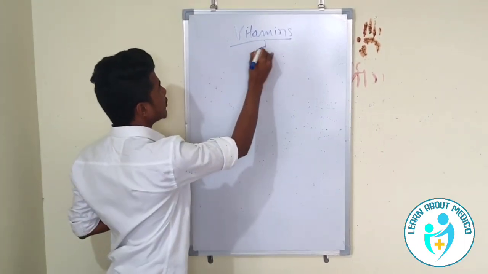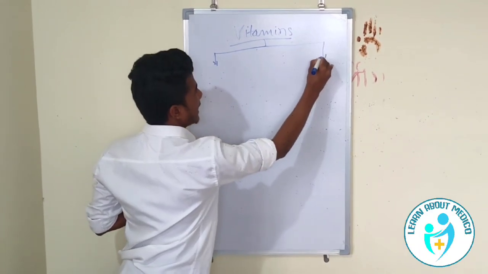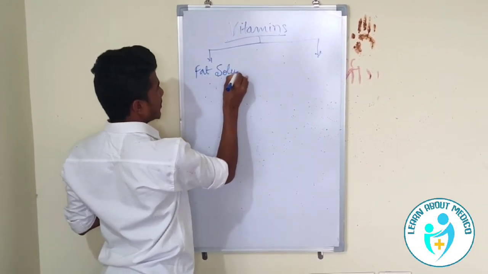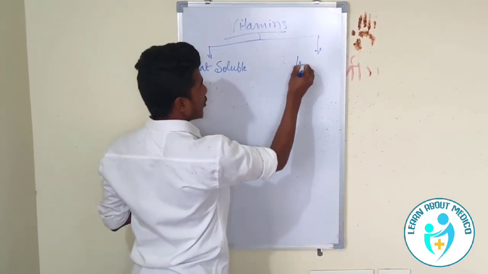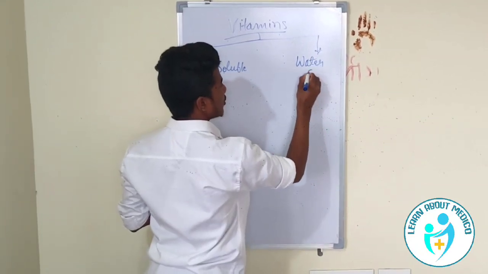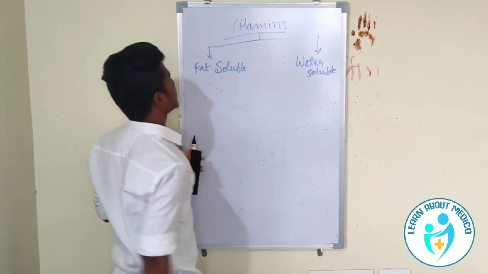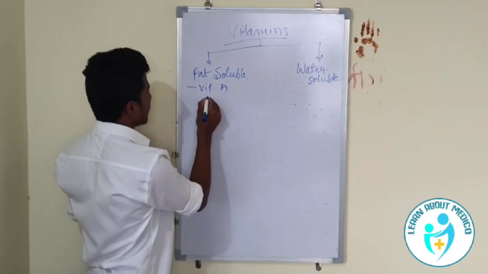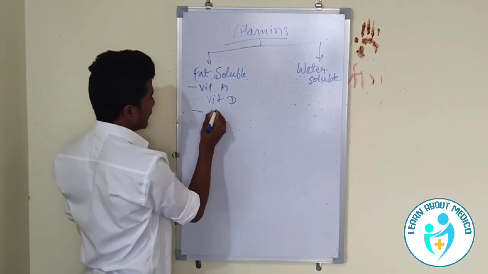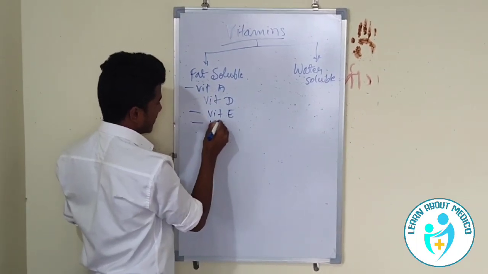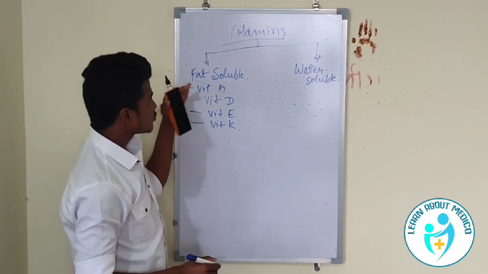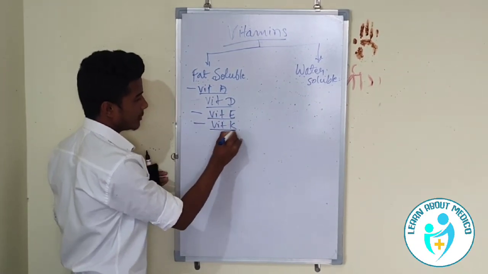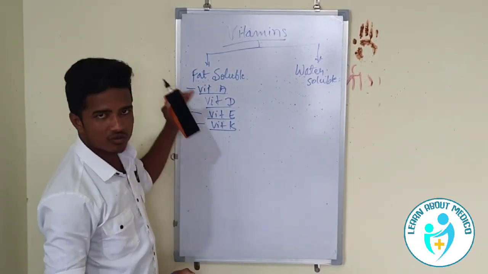Vitamins are mainly classified into two types, and we are going to study them under two headings. The first is fat soluble vitamins, and the other is water soluble vitamins. The fat soluble vitamins are vitamin A, vitamin D, vitamin E, and vitamin K.